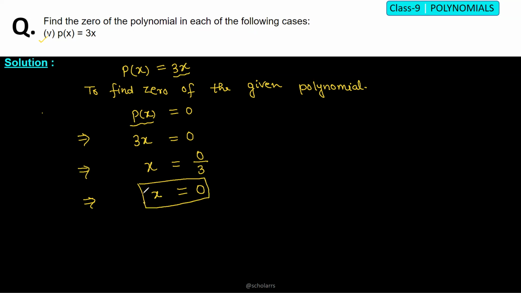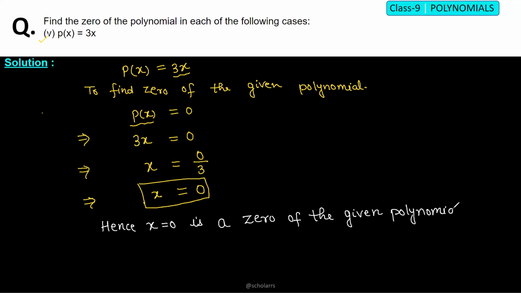And this is our zero of the given polynomial p(x). Hence x is equal to 0 is a zero of the given polynomial. So this is the solution of this question.